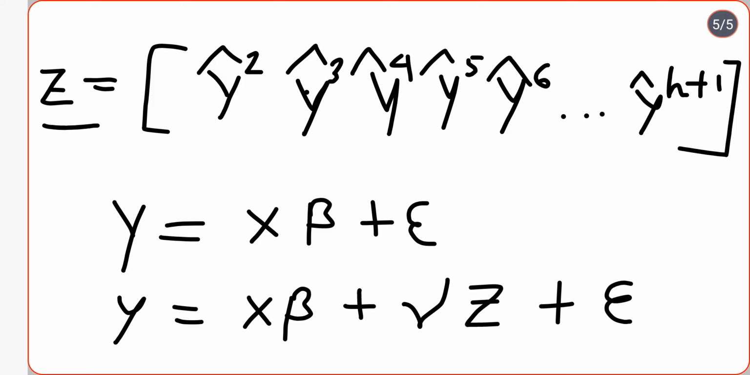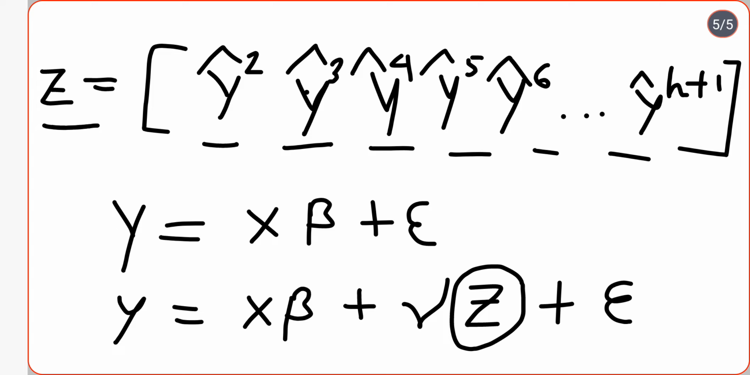Now this is the model setup, and this was the process that I was talking about, that we have to add something to the initial regression model. We have added this Z, and Z is formed from the values of y hat assigned continuous powers.